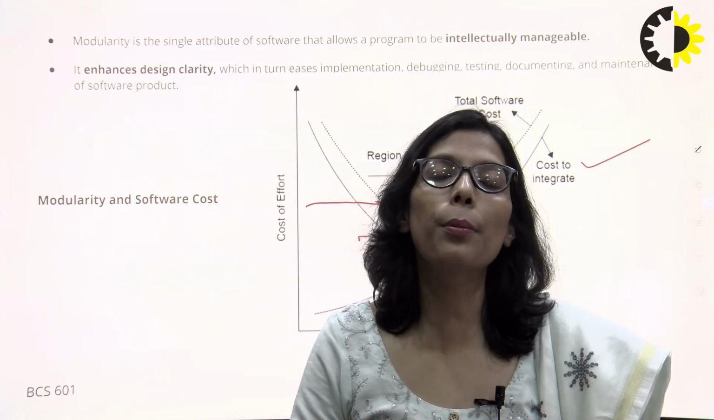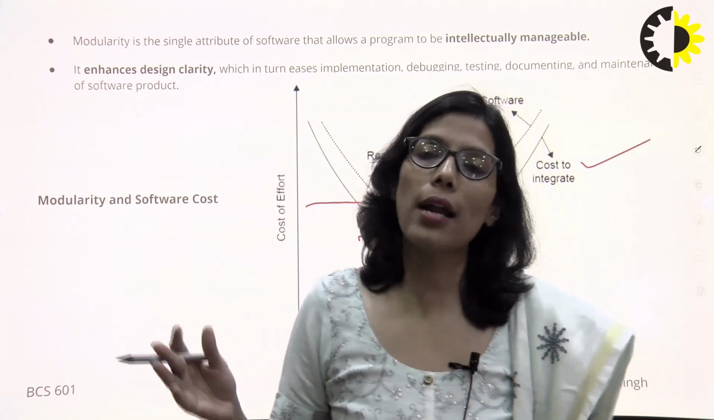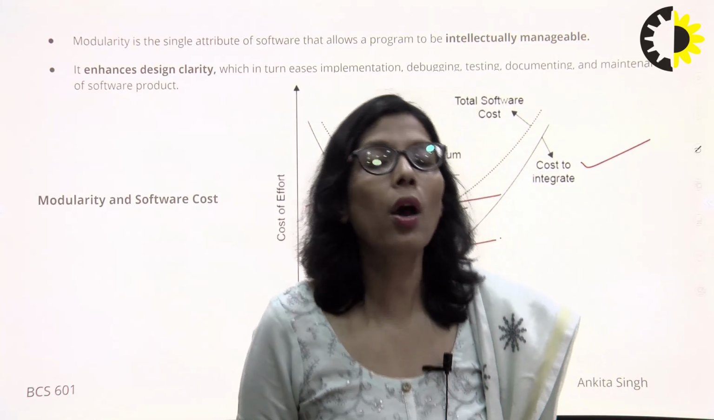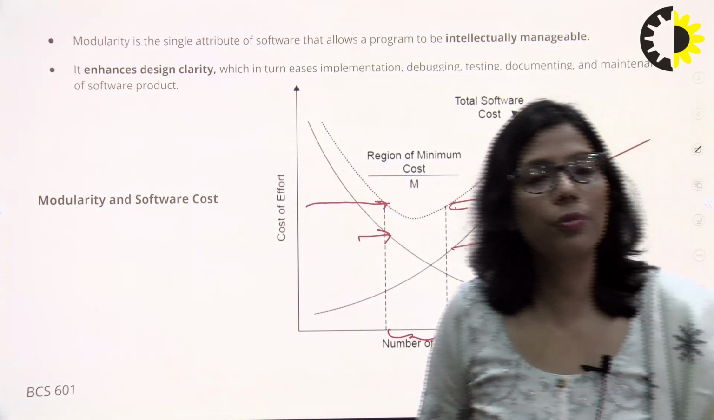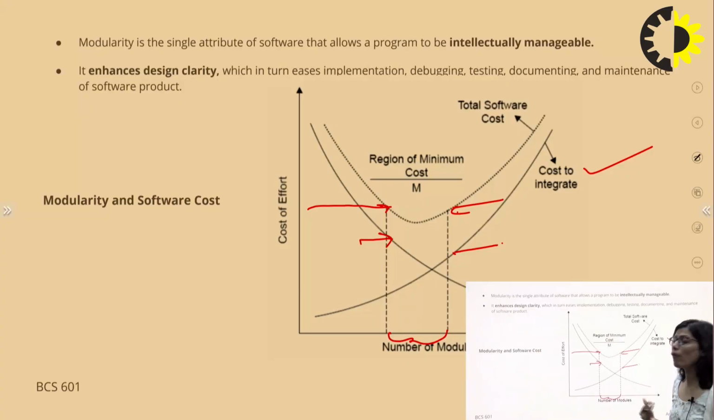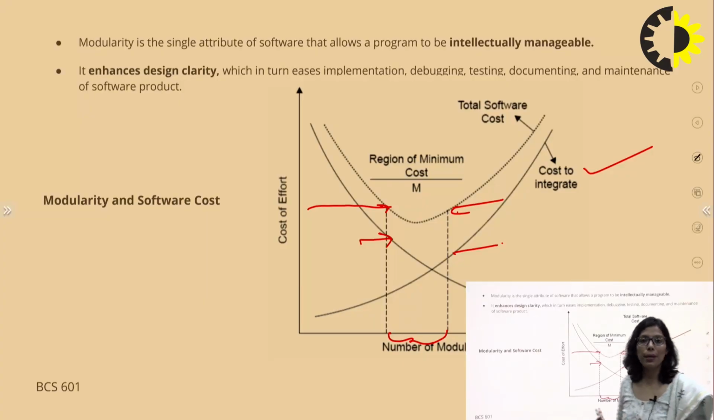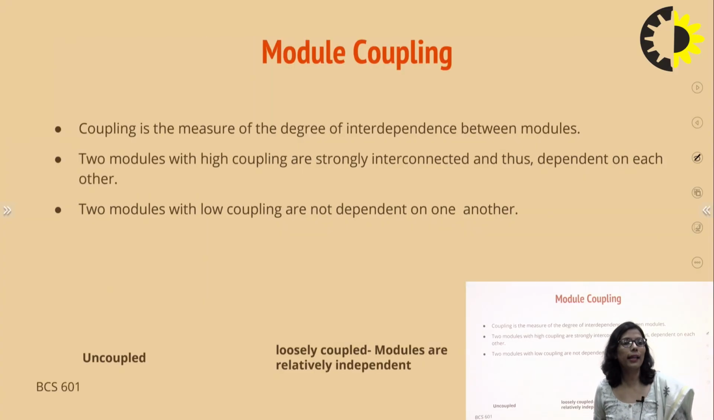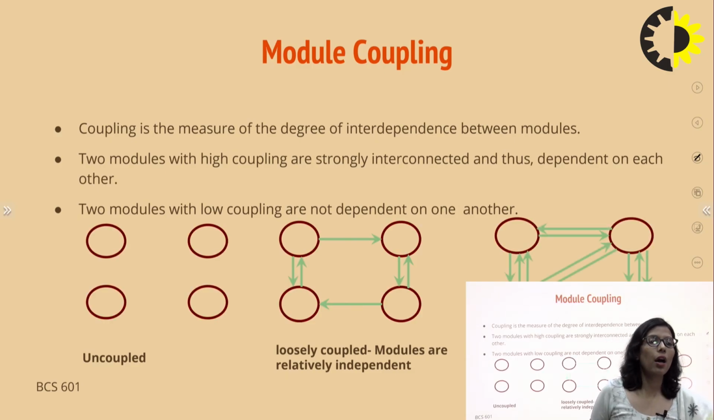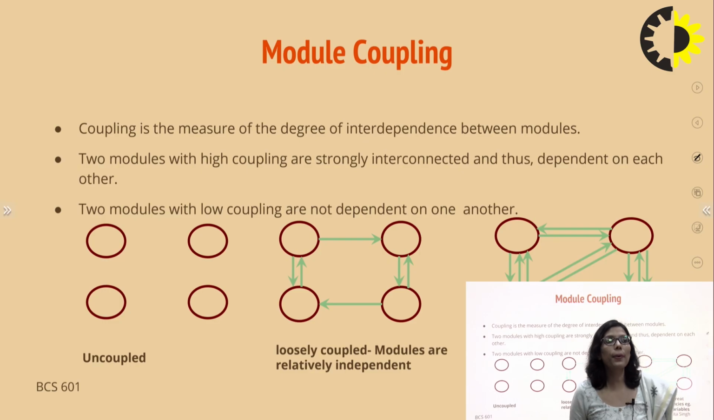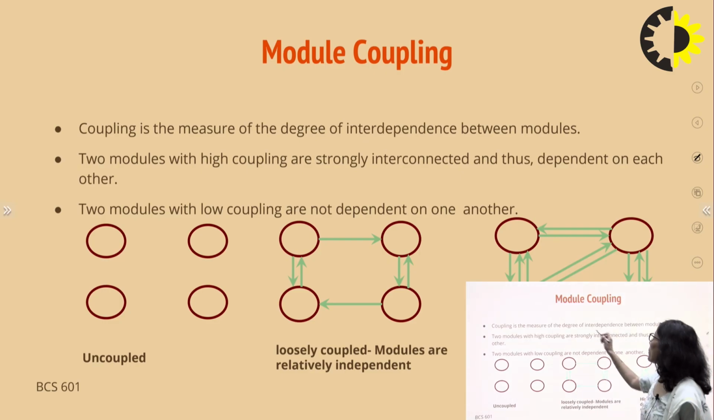We cannot increase the number of modules into too many modules. That is also not accepted, nor should we have very few modules. So we should have a balance of modules. And how we are going to decide that, that is our main issue. To understand that, there are two concepts: coupling and cohesion. Now what is coupling? Coupling is a measure of interdependence between the modules.